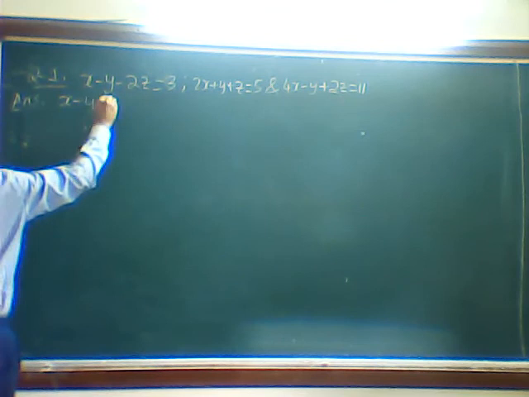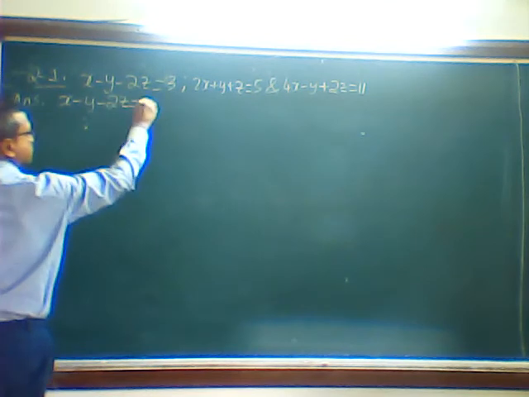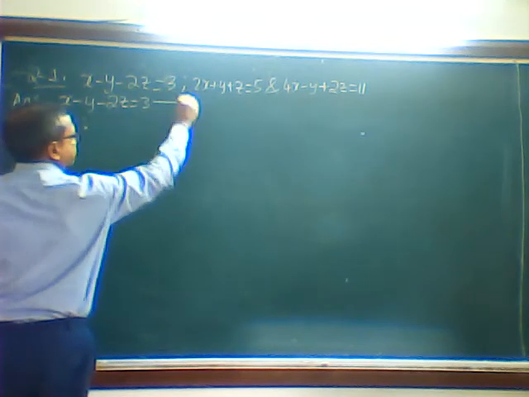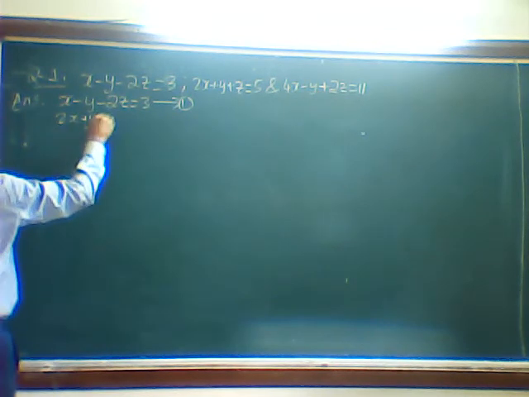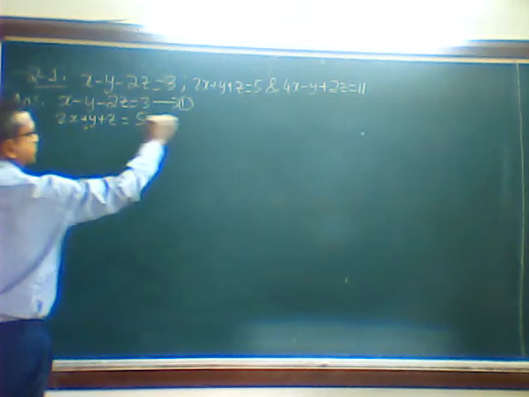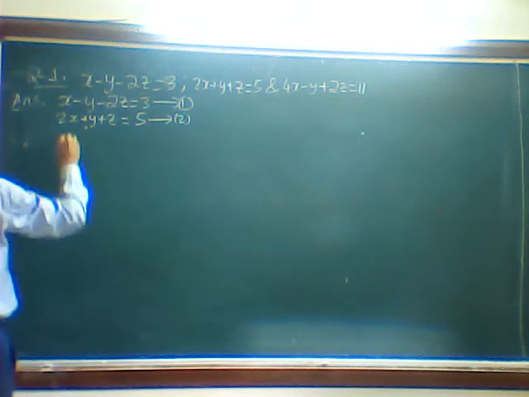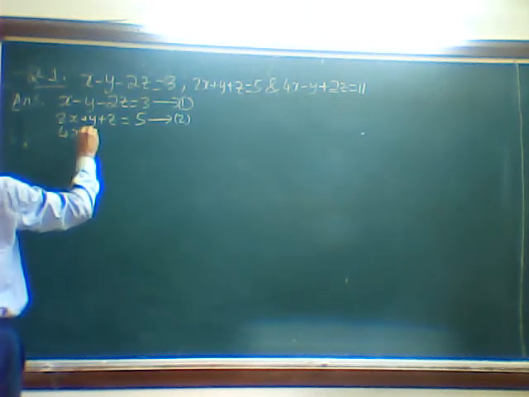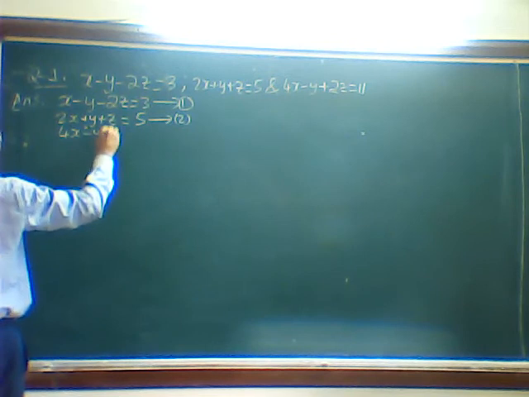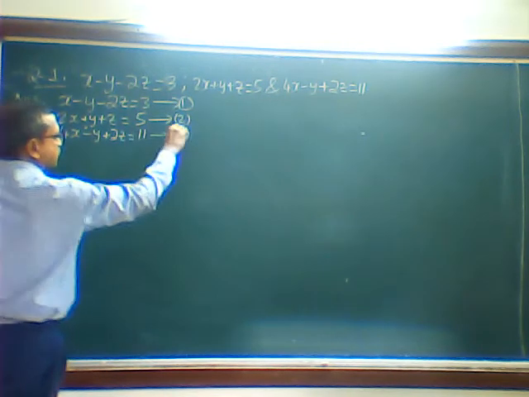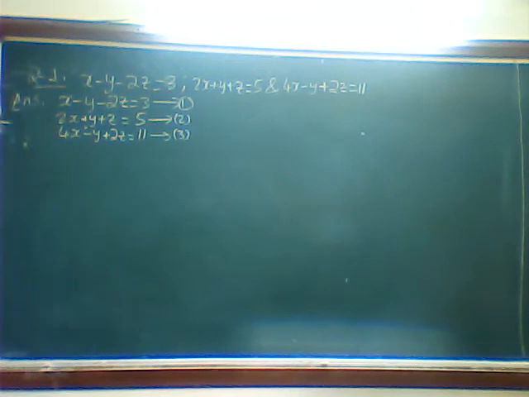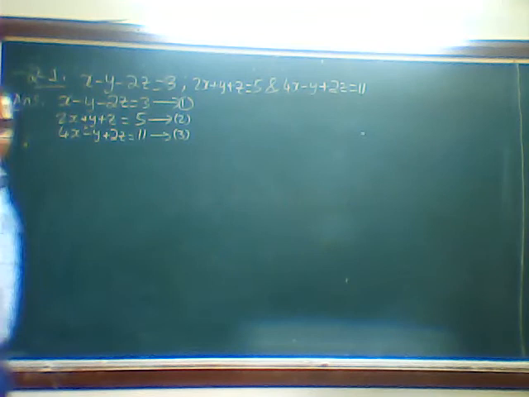x minus y minus 2z equals 3 is equation number 1, 2x plus y plus z equals 5 is number 2, and 4x minus y plus 2z is equal to 11 is question number 3. Okay, so this is yesterday's problem only, by Cramer's rule or the determinant method.